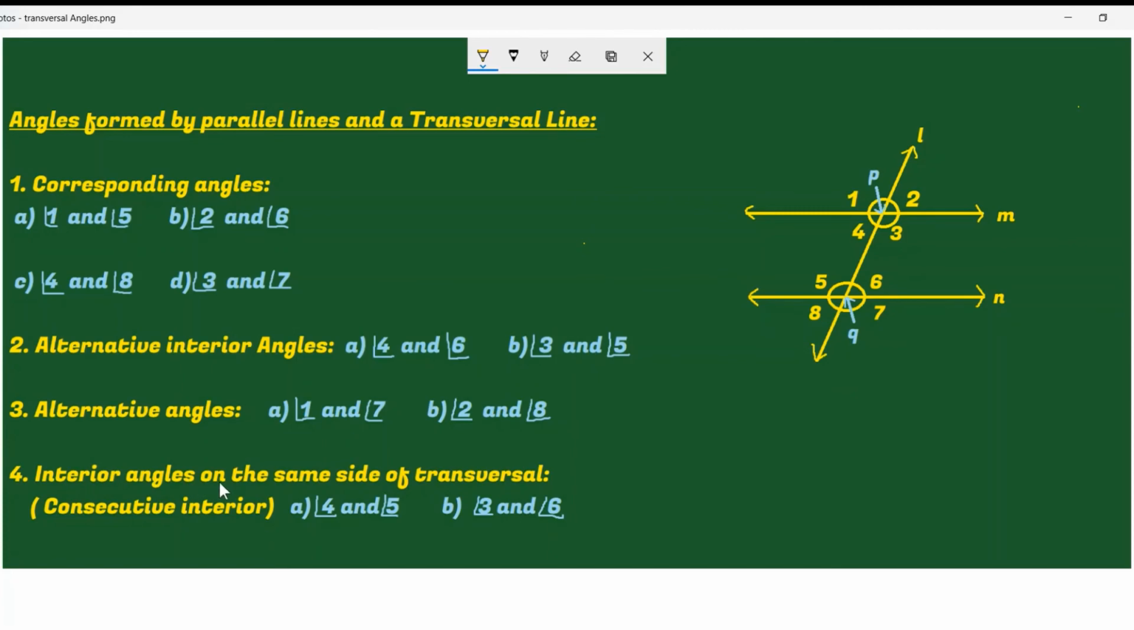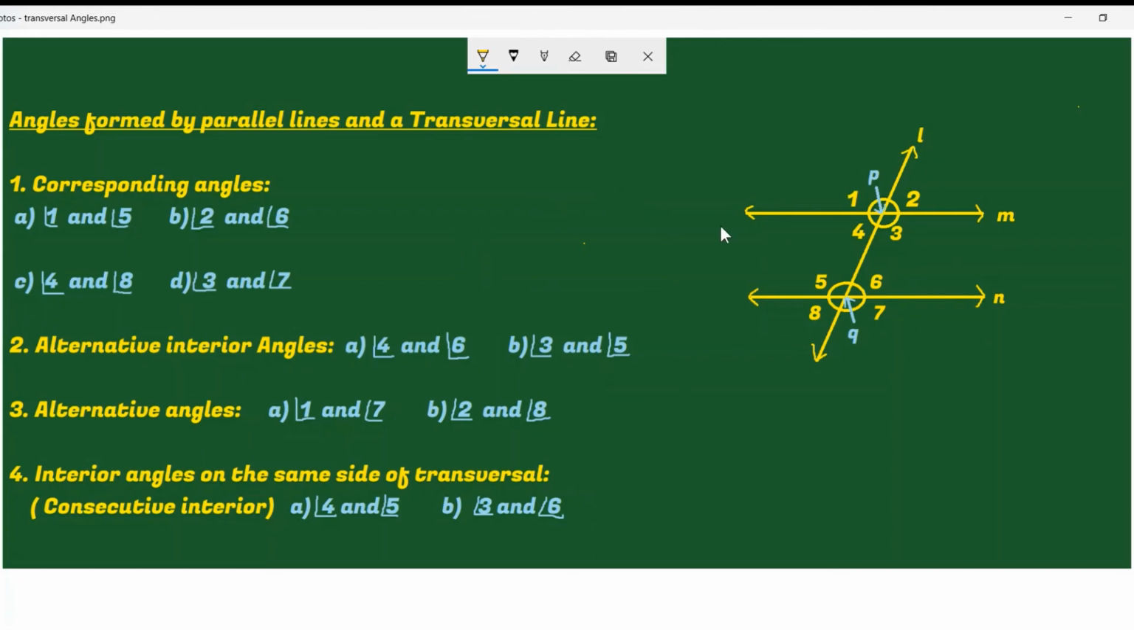Last is interior angles on the same side of the transversal. This is the transversal line. Interior angles on the same side, that means left side. First we will take the left side. On the left side there are 2 angles, 4 and 5. So 4 and 5 are the interior angles on the same side of the transversal. We can call them consecutive angles. Another pair of consecutive angles is 3 and 6. So there are 2 pairs of interior angles on the same side of the transversal, that means 2 pairs of consecutive interior angles. Those are 4 and 5, and 3 and 6.